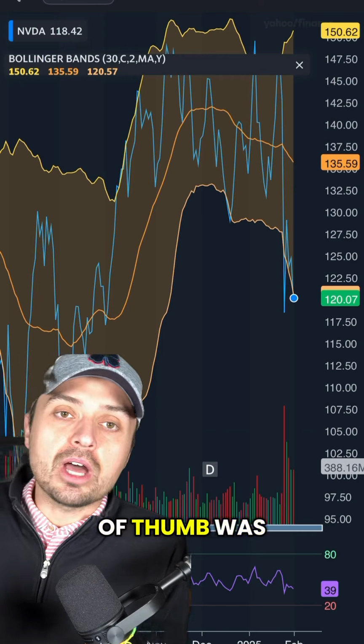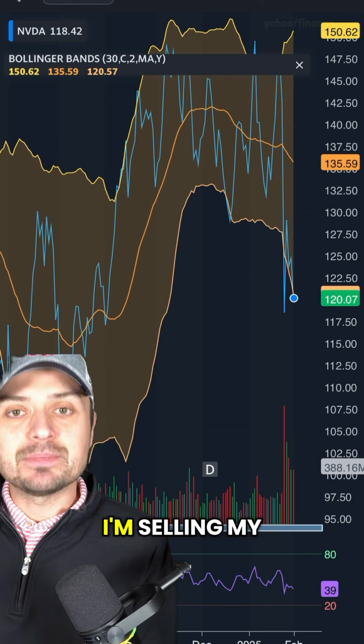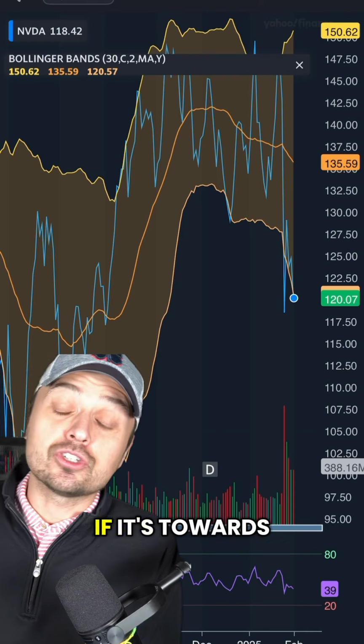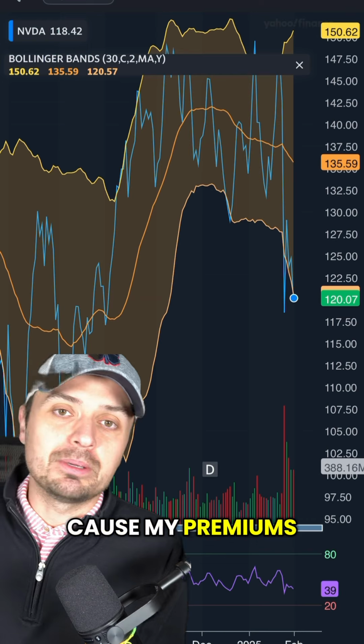So my rule of thumb was selling calls and selling puts. If it's towards the bottom of the Bollinger Band, I'm selling my puts because that's when my premiums are going to be the best. If it's towards the top of the Bollinger Band, that's when I'm selling my calls because my premiums are going to be the best.